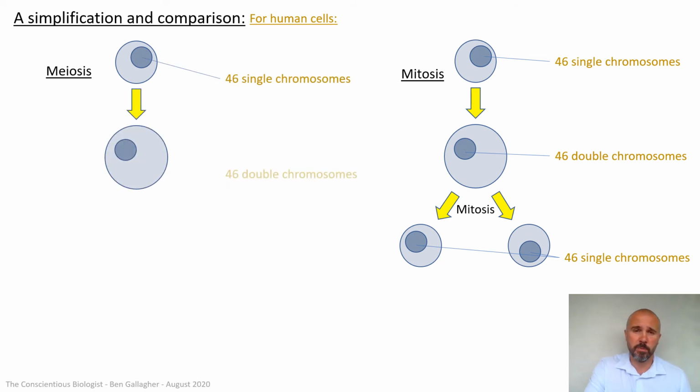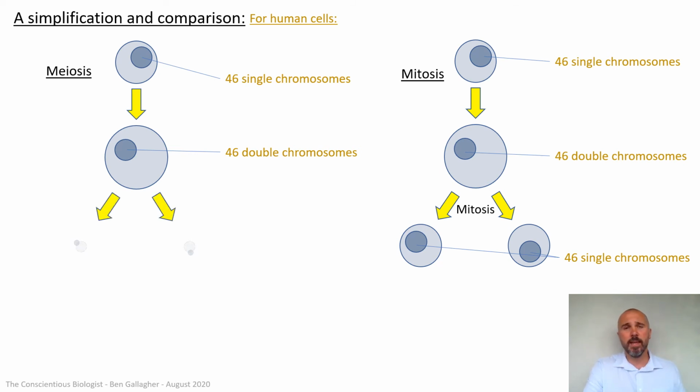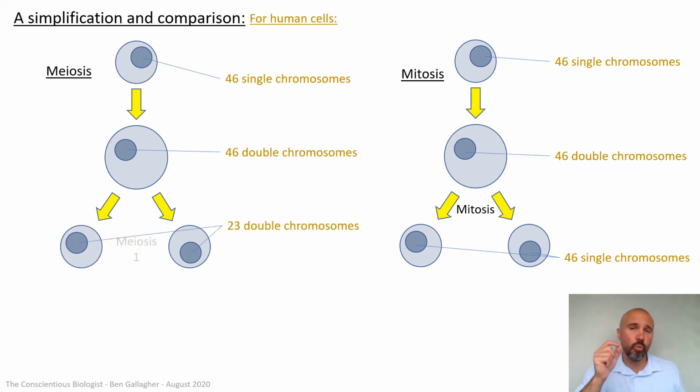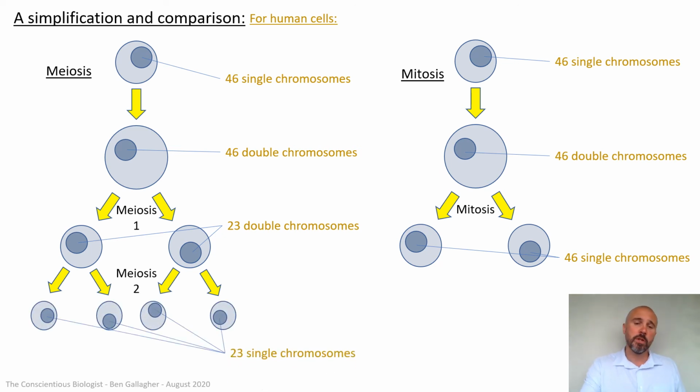You start with 46 singles, that becomes 46 doubles. Exactly the same as phase 1, stage 1 that we saw in mitosis. Now it gets different. In meiosis 1, that's the first division, the first line that we looked at previously, you separate out the homologous pairs. So you still keep double chromosomes. You don't break the double chromosomes up. You just separate them from each other. So you go to 23 double chromosomes in each. Then in meiosis 2, you separate those into 23 single chromosomes. So if you look at the numbers, you've got exactly half of what you originally started with.